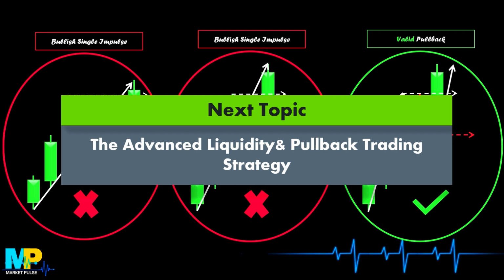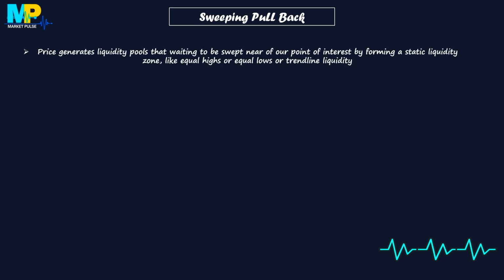In the second part, we will explain an accurate and advanced pullback trading strategy that offers a high probability of success in the market. This pullback trading strategy is called the sweeping pullback model. In this type of pullback, the price generates liquidity pools near our point of interest by forming static liquidity zones, such as equal highs, equal lows, or trendline liquidity.